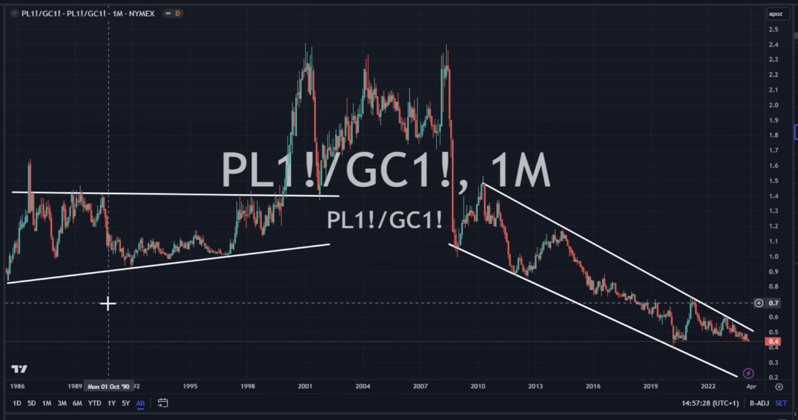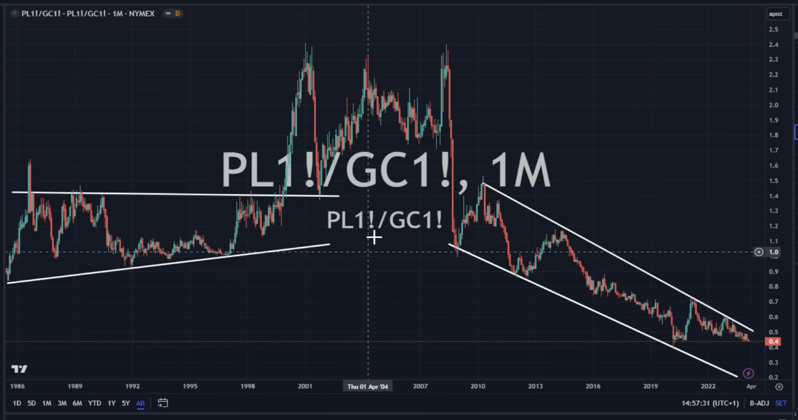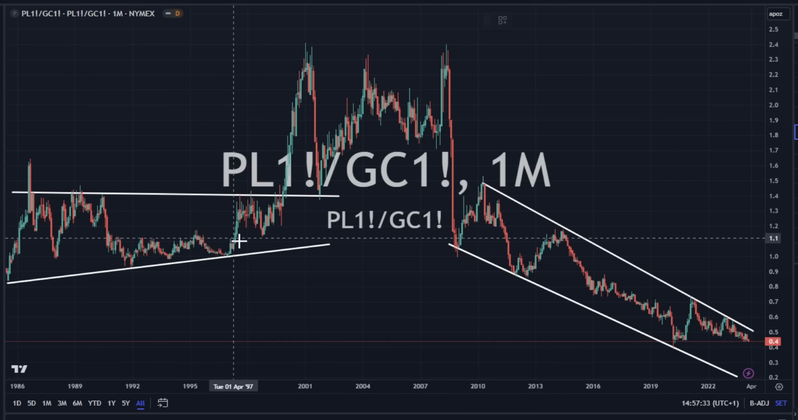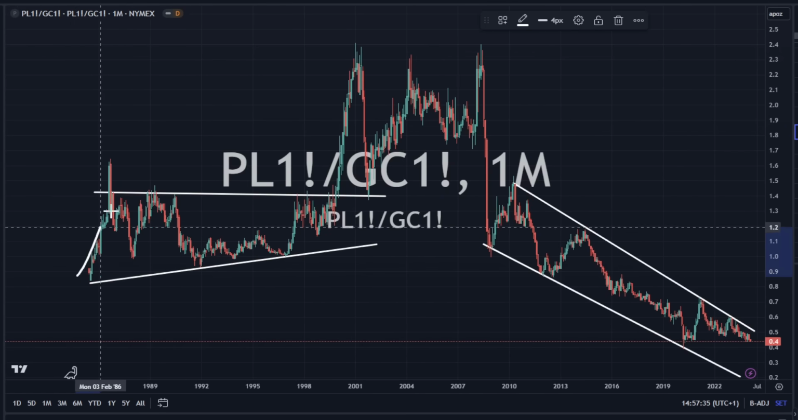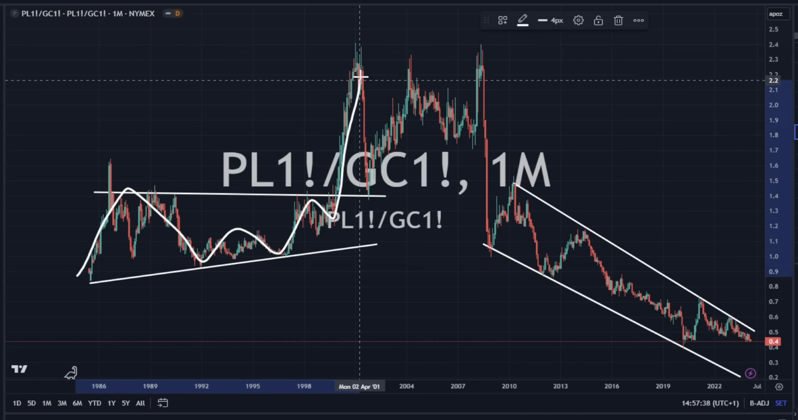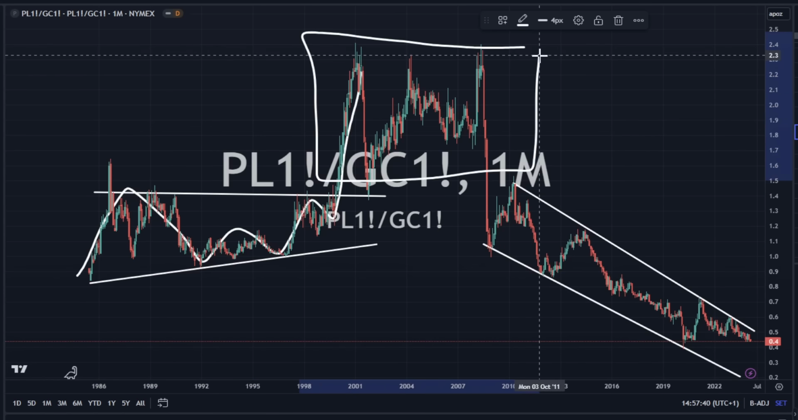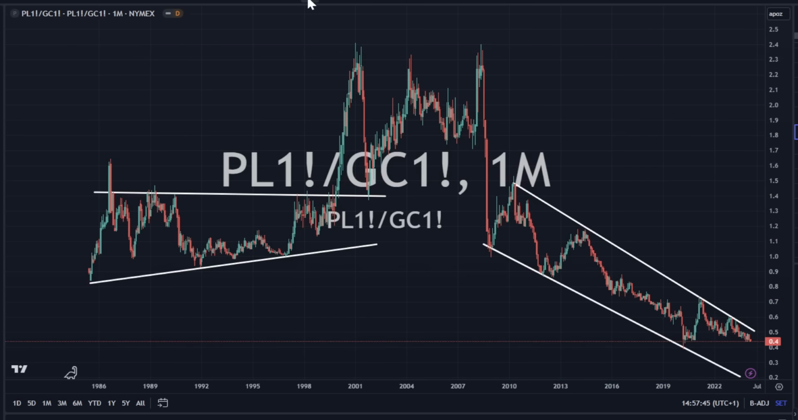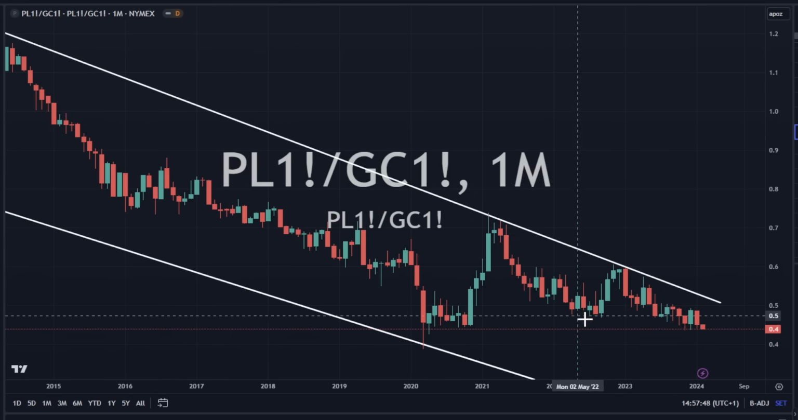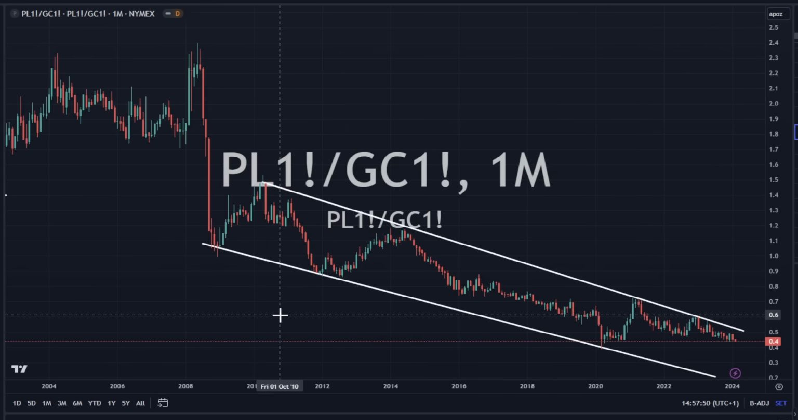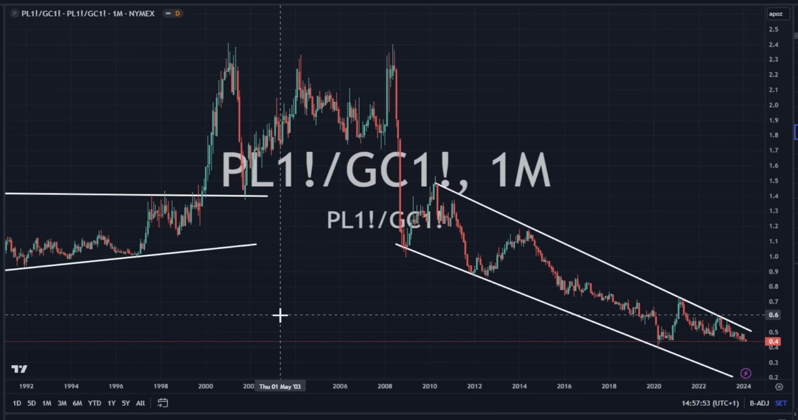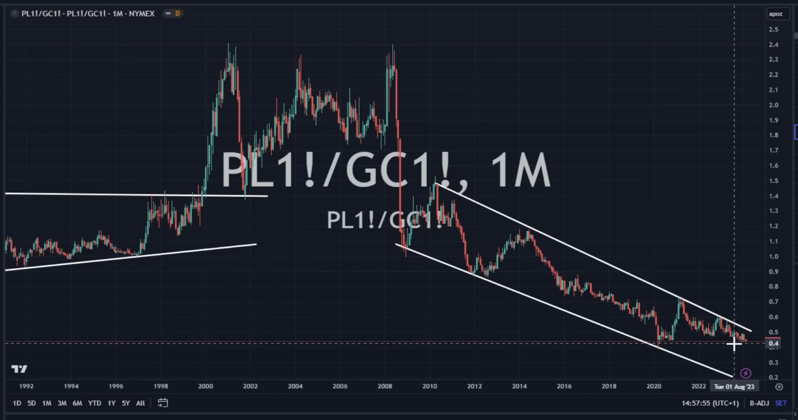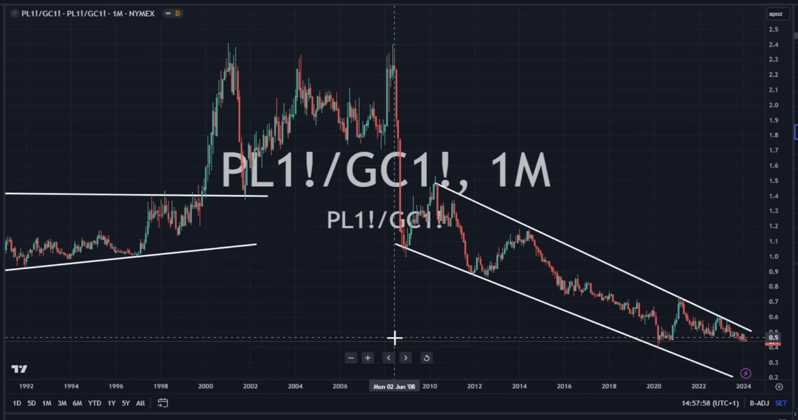The first one I have is platinum versus gold. So platinum futures versus gold futures. Big picture view, you can see that we were in a kind of sideways motion here. We broke out. We were at a higher level here, and then we came all the way back down. So right now, currently, we have a ratio of 0.4, which is actually, platinum is very cheap compared to history. This is probably one of the cheapest times it's ever been. All-time low for platinum against gold.